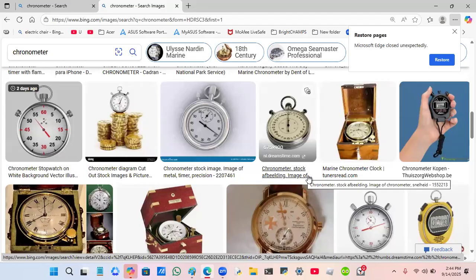Google, can you read the options again? Hello? Google, are you there?